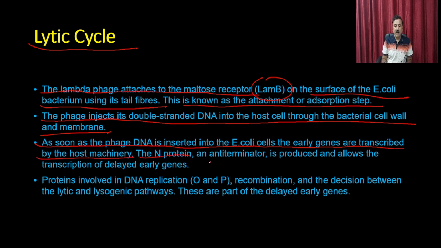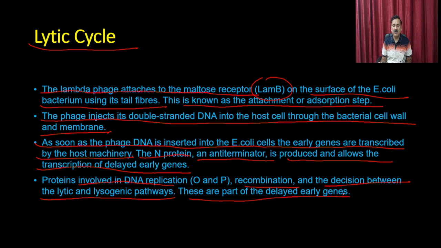The N protein and N terminator are produced and allow the transcription of the delayed early genes. These are proteins involved in DNA replication, O and P, recombination, and the decision between the lytic and lysogenic pathway. These are part of the delayed early genes. So, these delayed early genes are going to produce the proteins that are involved in DNA replication, recombination, and deciding whether to go for the lytic cycle or the lysogenic cycle.